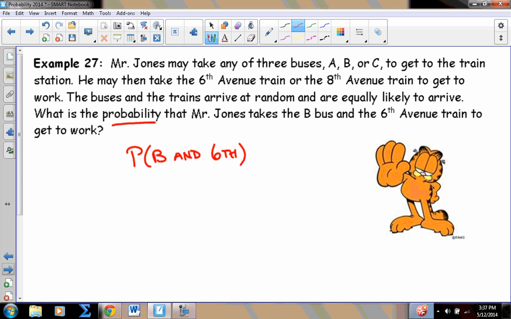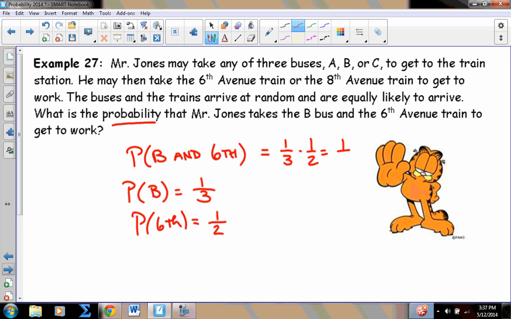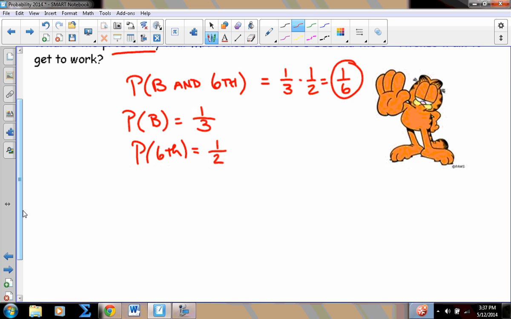Okay, now it's telling me that the buses and the trains arrive at random, so they're not really related to each other. The probability of him taking bus B, well, how many bus Bs were there? There's 1 bus B out of how many buses? 3. What's the probability he takes the 6th Avenue train? Well, how many 6th Avenue trains are there? There's 1. Out of how many trains can he choose? 2. So the probability he's going to ride the B bus and the 6th Avenue train will be 1/3 times 1/2, or 1/6.